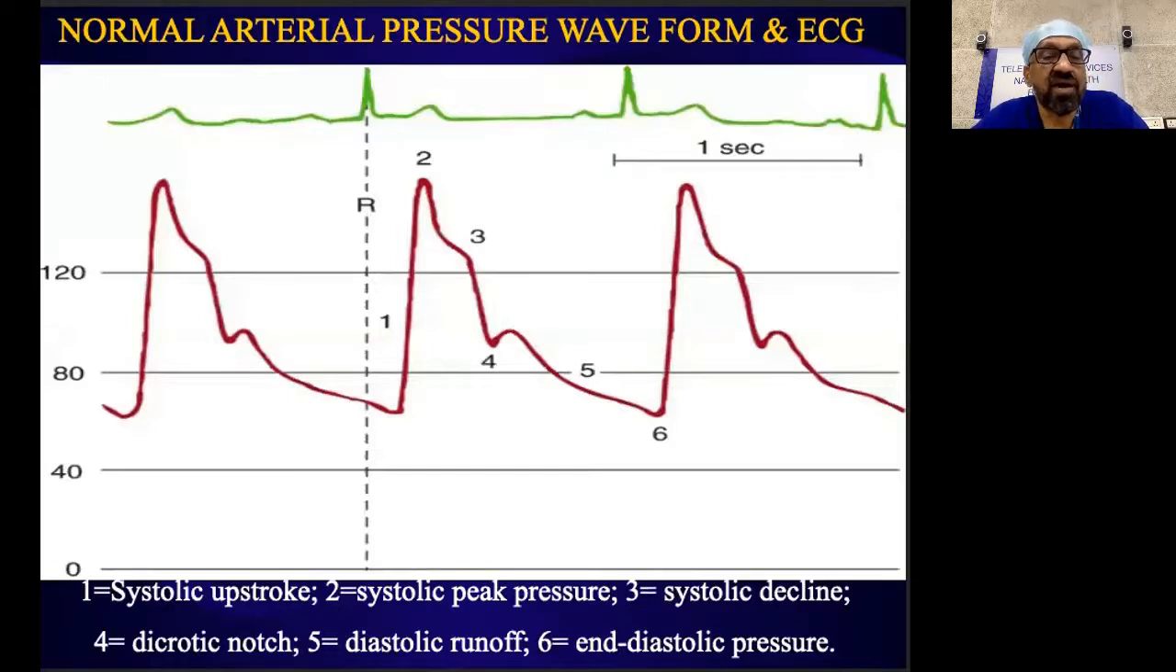Coming to the systemic arterial pressure waveform, the components of the waveform are shown here. We have the systolic upstroke, systolic peak pressure, then systolic decline, dicrotic notch, diastolic runoff, and the end diastolic pressure. What is important to note here is that the concomitant ECG is shown in green, and we can discern that the electrical events precede the mechanical events by about 80 to 120 milliseconds.